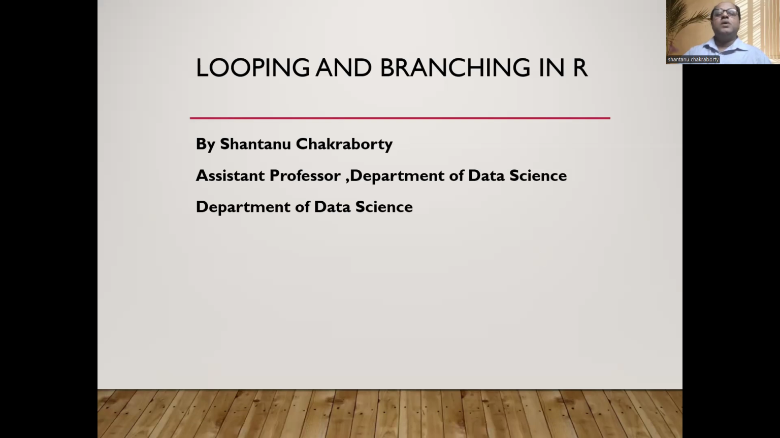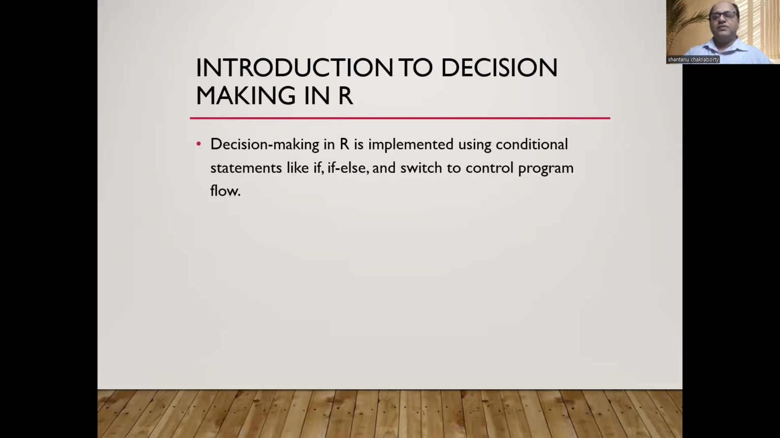Today, I'll be explaining the looping and branching statements that we use in R programming. There are a lot of looping and branching constructs in the R programming language, which makes it a very structured and modular programming language. Let us first start with an introduction to the if-else statement and switch statement, which control the flow of a program. Basically, the if-else and switch statements control the sequence of execution of instructions in a program. R is implemented using these conditional statements.